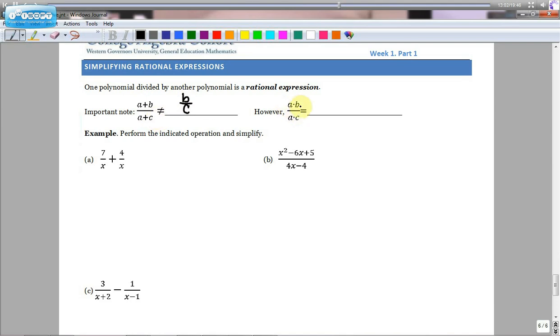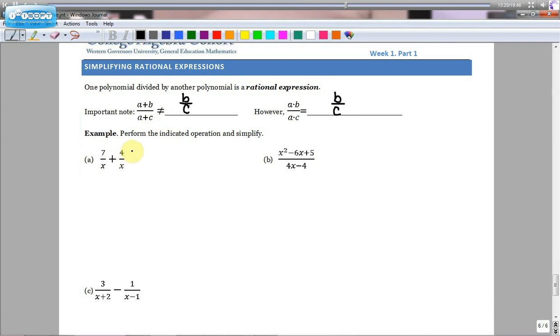However, when you're dealing with multiplication, then it is okay to cancel out and it would equal b over c. Okay, so as long as you have a product, you can cancel. If you have a sum or a difference, meaning subtraction, you cannot.